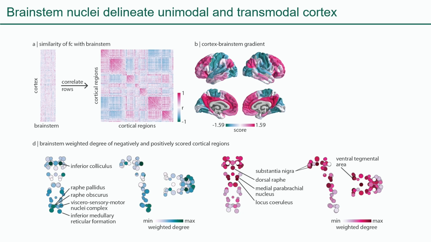So then where are these cortical regions functionally connected? I find that these unimodal cortical regions are more functionally connected to caudal brainstem plus the inferior colliculus, and that the transmodal cortical regions are more functionally connected to the rostral brainstem minus the inferior colliculus.